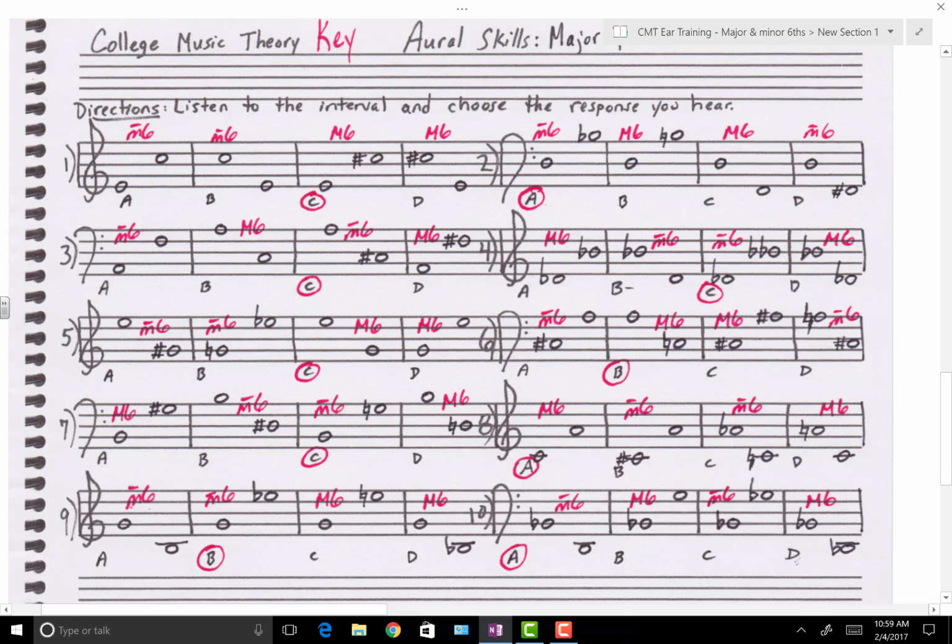For 5A, we have a minor sixth descending. For choice B, for number 5, we had a minor sixth ascending. For minor sixth ascending, we hear the entertainer. Or if you have a really good ear and you're really good at solfege, perhaps you heard do to le.